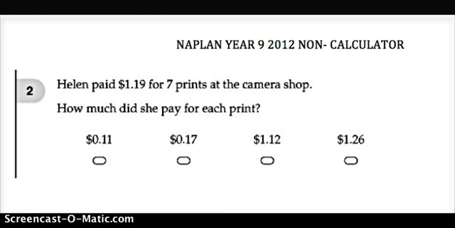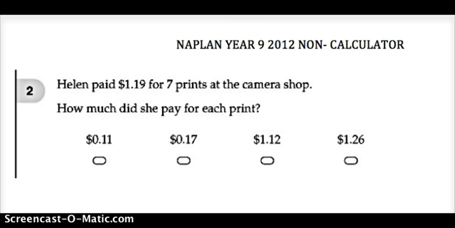Question 2 of the 2012 non-calculator paper. Helen paid $1.19 for 7 prints at the camera shop. How much did she pay for each print? Pause the video and attempt the question.